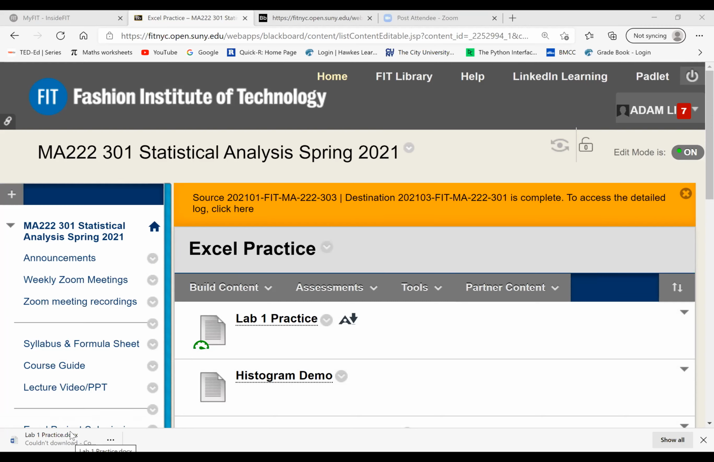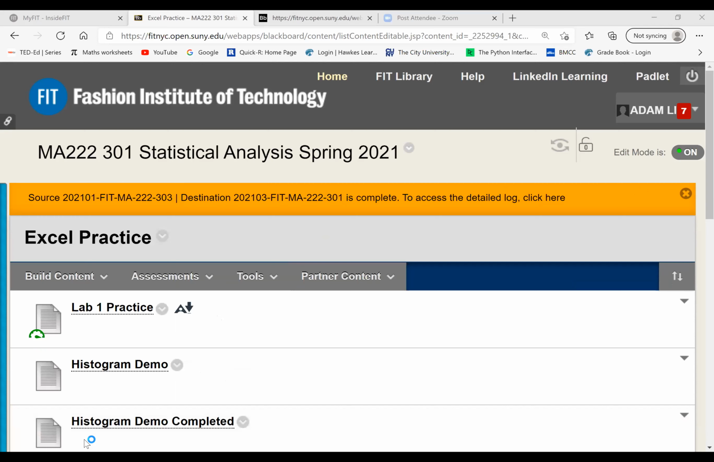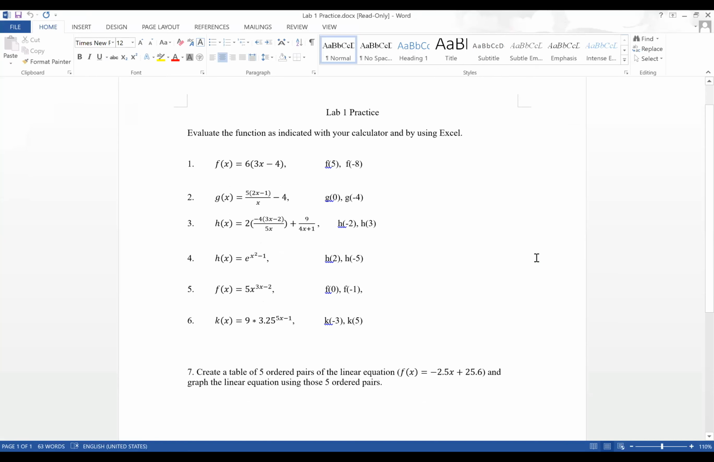Let me see any way I can share it with you. Let me just quickly open this. Maybe you can take a screenshot of this. Also, with my Excel project, all of the formulas are there, so maybe I could just base it off of that. I understand. Can you see the lab one practice sheet right now? That's what mine looks like. Very good. Take a screenshot, and then at least you have the question so you're not getting lost.